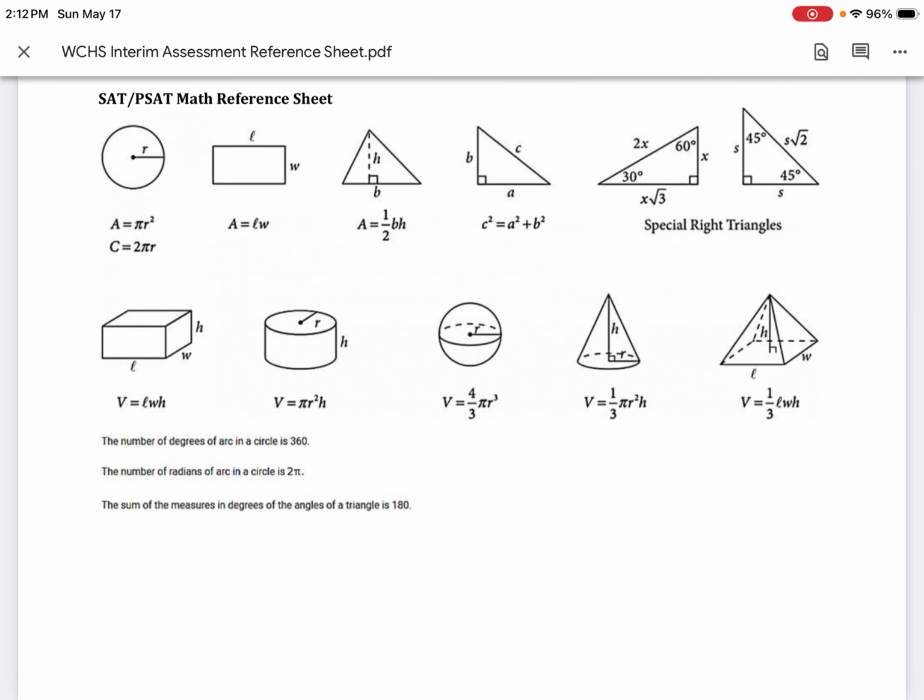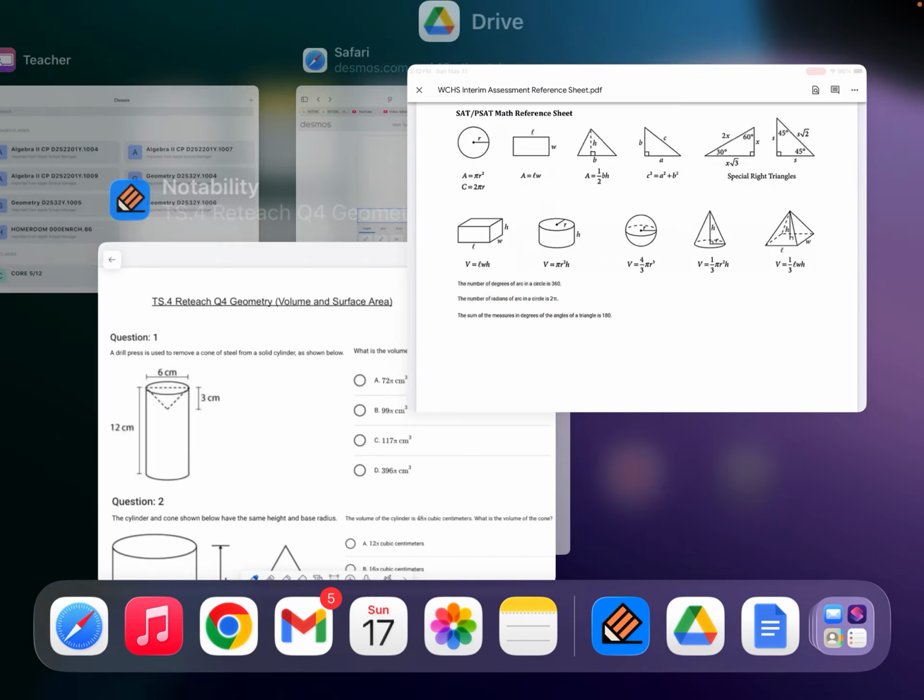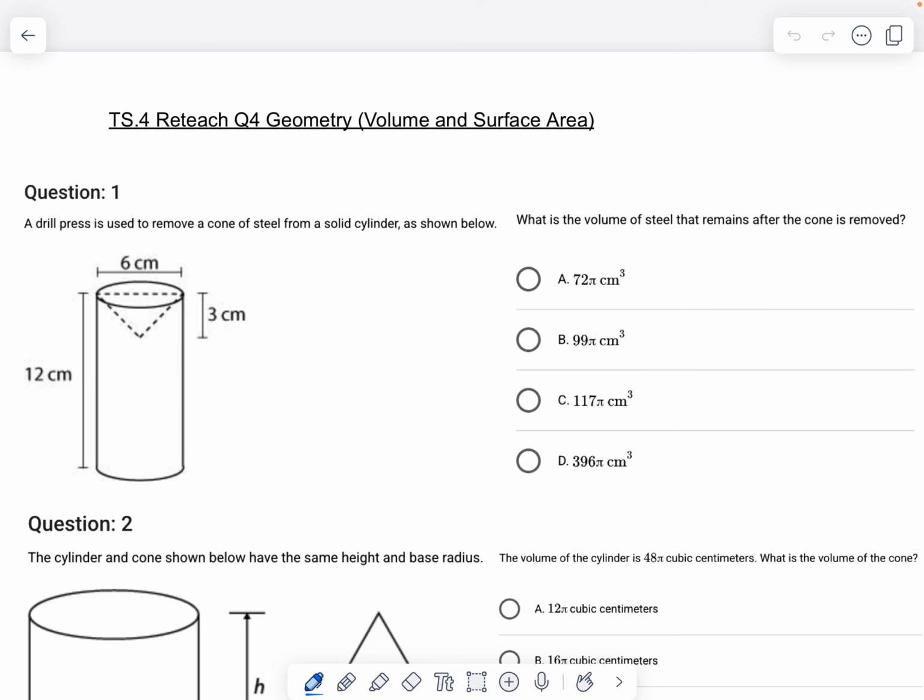So let's go through these problems. If you do not have this, pause the video, raise your hand, and I will give you one. You should have one for your retakes as well. Okay, let's go back to the questions. Number one is asking, a drill press is used to remove a cone of steel from a solid cylinder as shown below. What's the volume of steel that remains after the cone is removed? So we're talking about the volume of the steel from the cylinder after the cone has been removed.